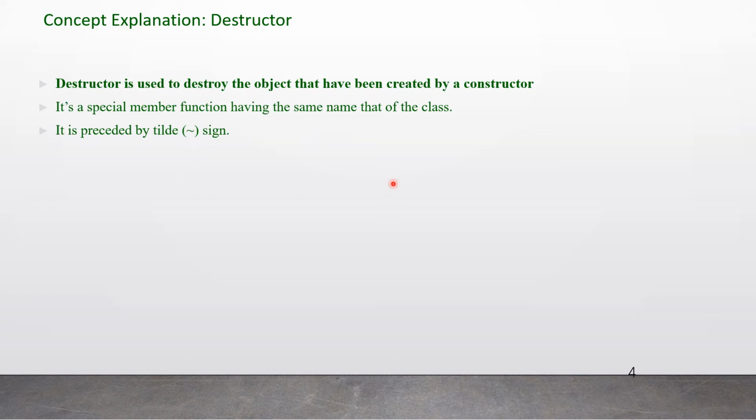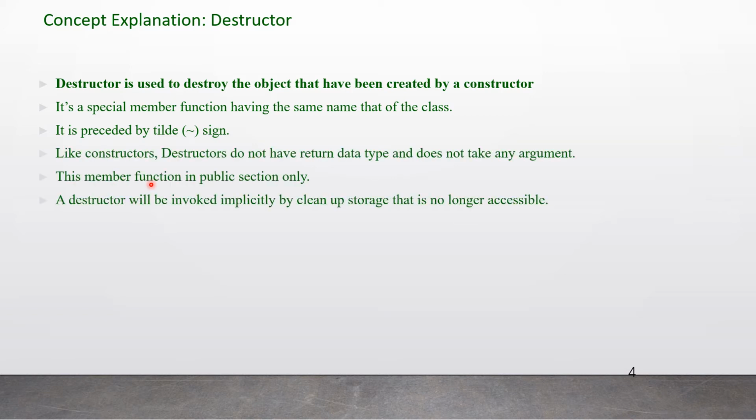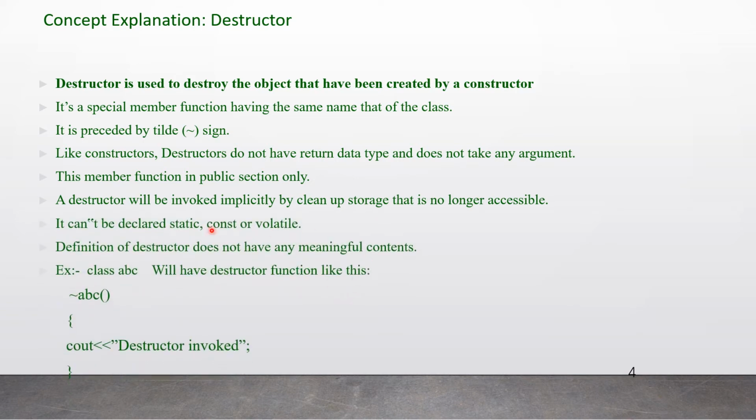Now it is a special member function, like your constructor. Destructor is also a special member function. Why? Because the destructor name and class name should be the same, but the only major difference between destructor and constructor is that it is preceded by a tilde symbol. You have to give the tilde symbol before your destructor. Then, like a constructor, destructor does not have a return type. It will not take any argument, and you have to declare it in the public section.